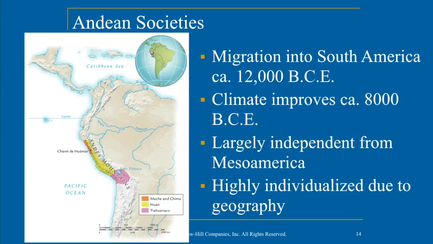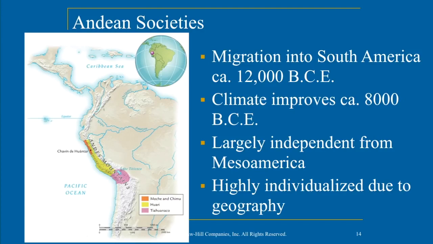They're around 12,000 BC, and the climate improves around 8,000 BCE, meaning that it got warmer. It creates better opportunities for agriculture to develop. They're largely independent from Mesoamerica. They weren't really interacting that much with what we would call southern Mexico and Central America today. The Andes Mountains create a bit of a barrier and a buffer for that, and it was highly individualized due to geography.